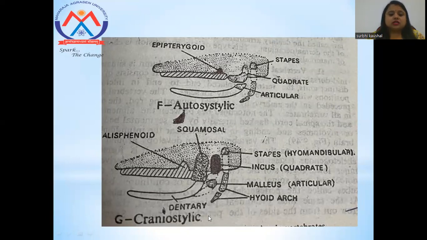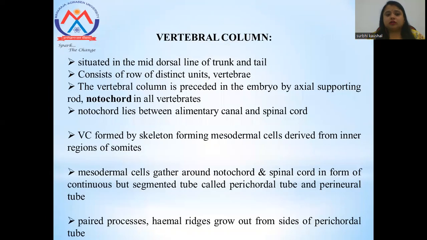Next is the craniostylic type. It is present in human beings. Here, the upper jaw is attached with the cranium with the help of the sphenoid. There is formation of stapes, incus, and malleus, the 3 bones of our ear, and the hyoid arch below it is free. So these are the 3 or 4 types of jaw suspension present in different vertebrates.